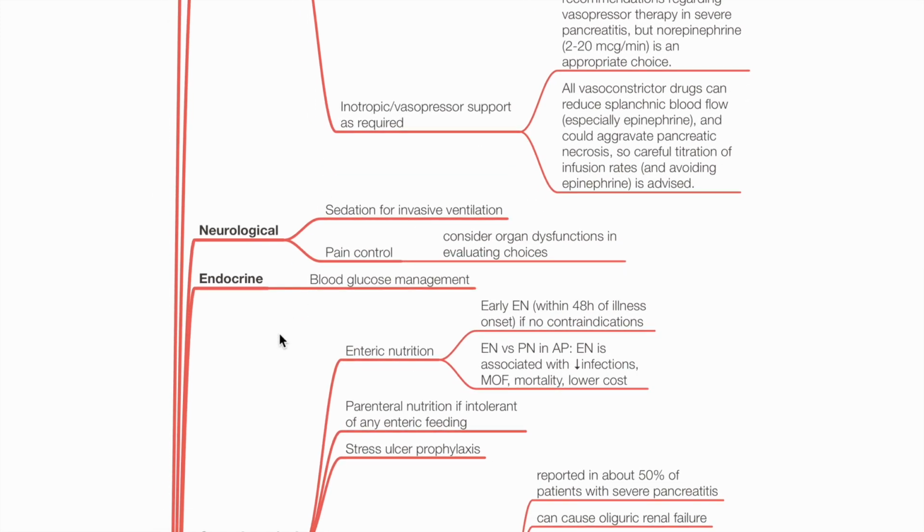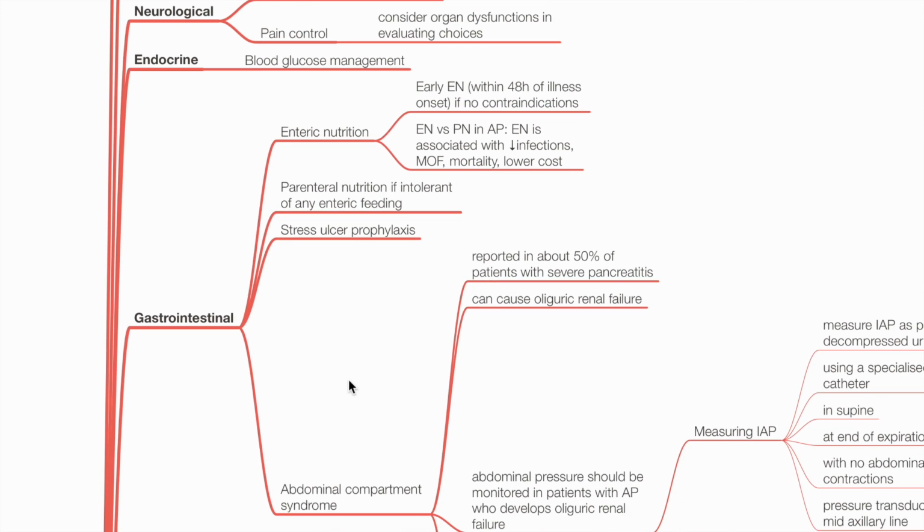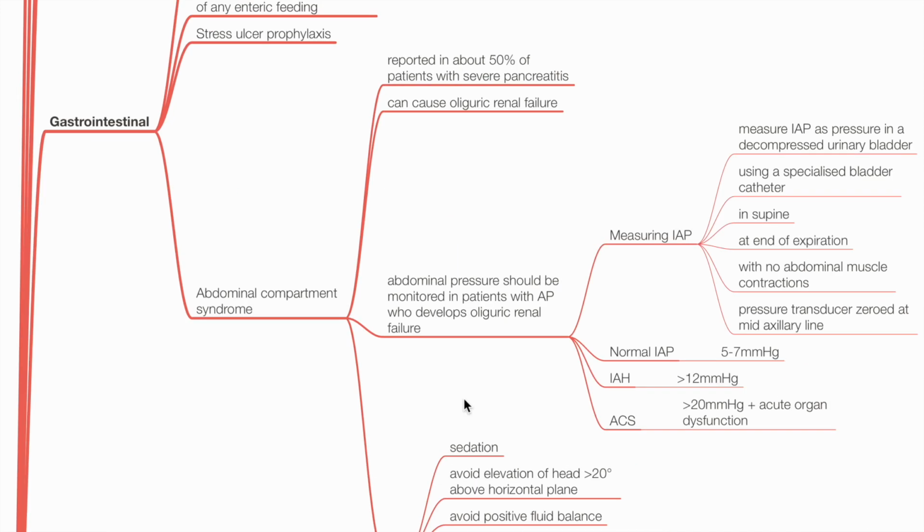Neurological: sedation for invasive ventilation, and pain control. Consider organ dysfunctions in evaluating choices of analgesics. Blood glucose management, aiming for blood sugar of 6 to 10 millimoles per liter. Gastrointestinal: early enteral nutrition if no contraindications. Compared with parenteral nutrition, EN is associated with fewer infections, less multi-organ failure, lower mortality and lower cost. Parenteral nutrition if intolerant of enteric feed, stress ulcer prophylaxis, and monitoring of abdominal compartment syndrome and its treatment.